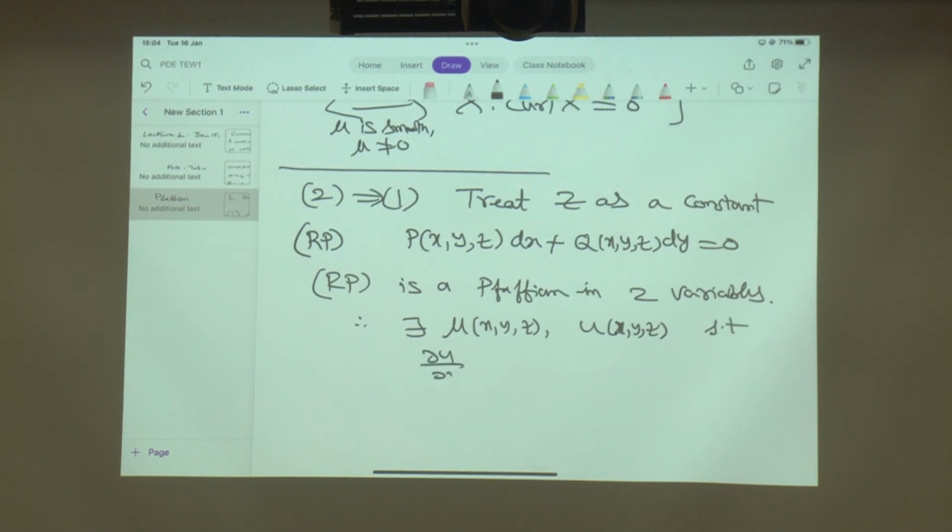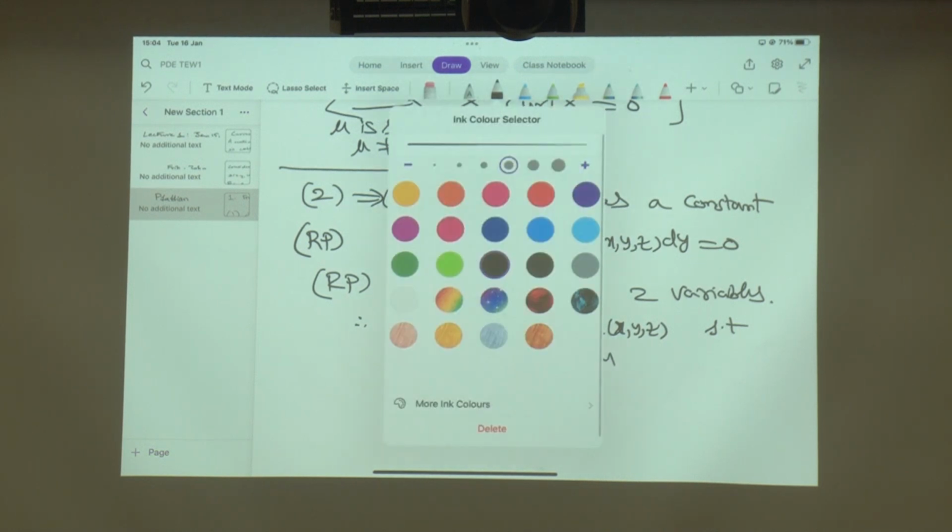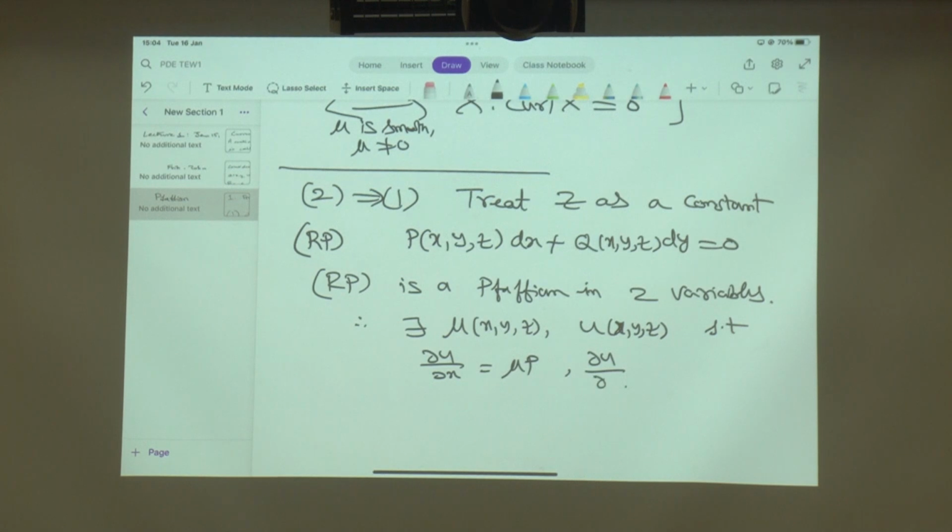∂u/∂x = μp, ∂u/∂y = μq. Okay, and the solution to Rp is given by... I don't know why I have written this, but it doesn't matter actually, whichever way you write.